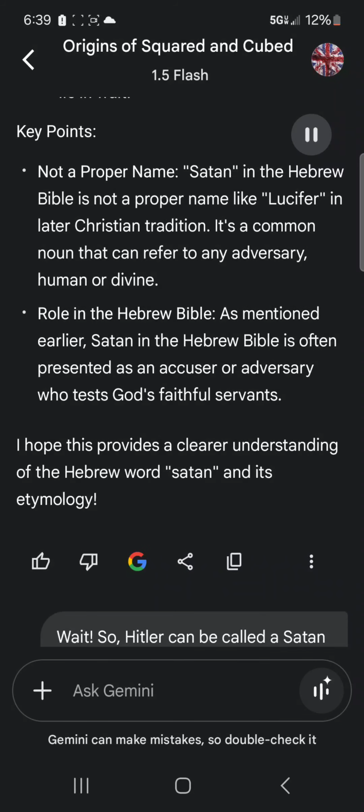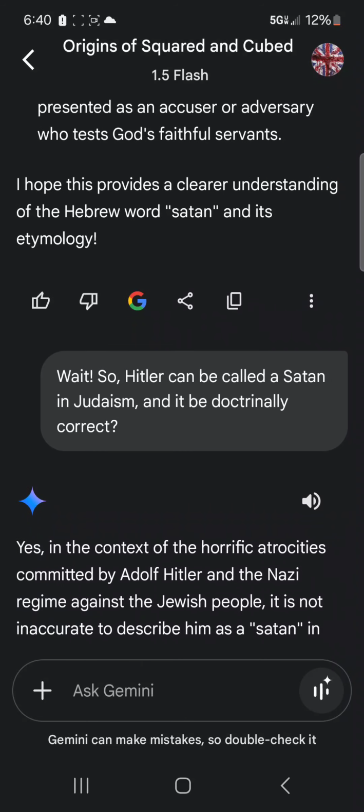Satan in the Hebrew Bible is not a proper name like Lucifer in later Christian tradition. It's a common noun that can refer to any adversary, human or divine. Role in the Hebrew Bible. As mentioned earlier, Satan in the Hebrew Bible is often presented as an accuser or adversary who tests God's faithful servants. I hope this provides a clearer understanding of the Hebrew word Satan and its etymology. Wait, so Hitler can be called a Satan in Judaism and it will be doctrinally correct?